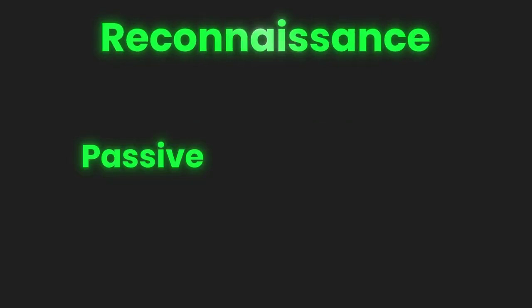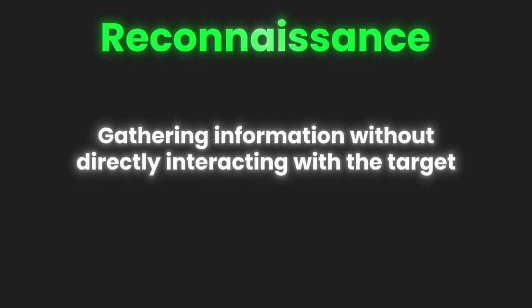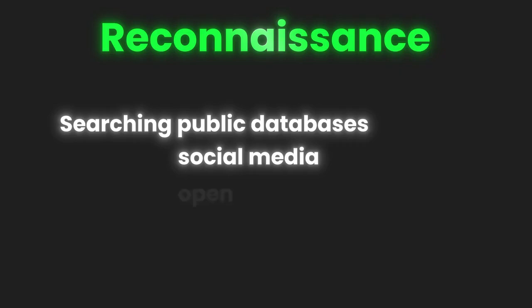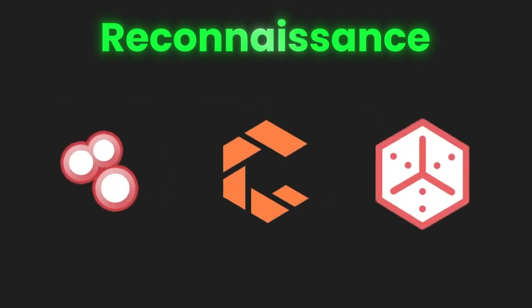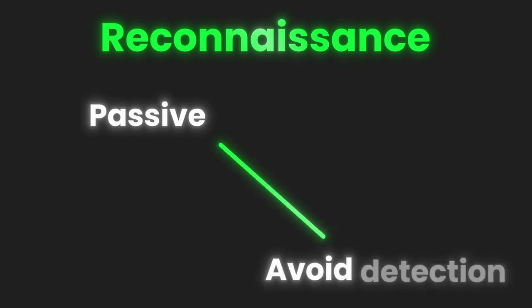There are different types of reconnaissance: passive and active. Passive reconnaissance involves gathering information without directly interacting with the target. This can include searching public databases, social media, and other open sources. Tools like Shodan, Census, and theHarvester can be incredibly useful for passive reconnaissance. Active reconnaissance, on the other hand, involves direct interaction, like scanning the target's network. Always start with passive reconnaissance to avoid detection.